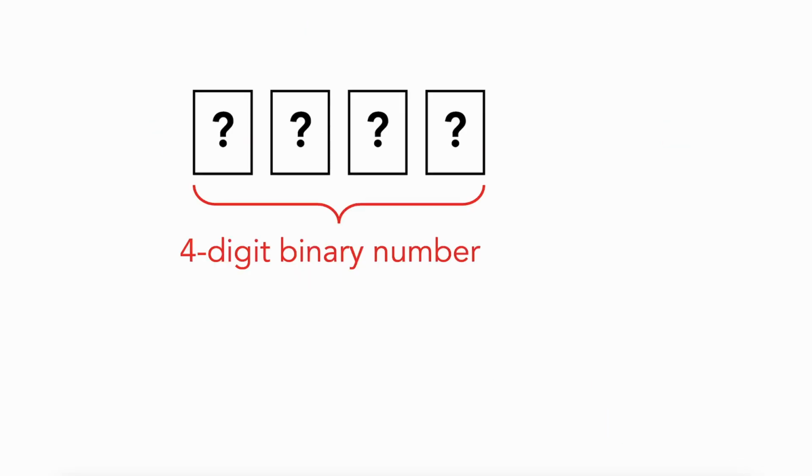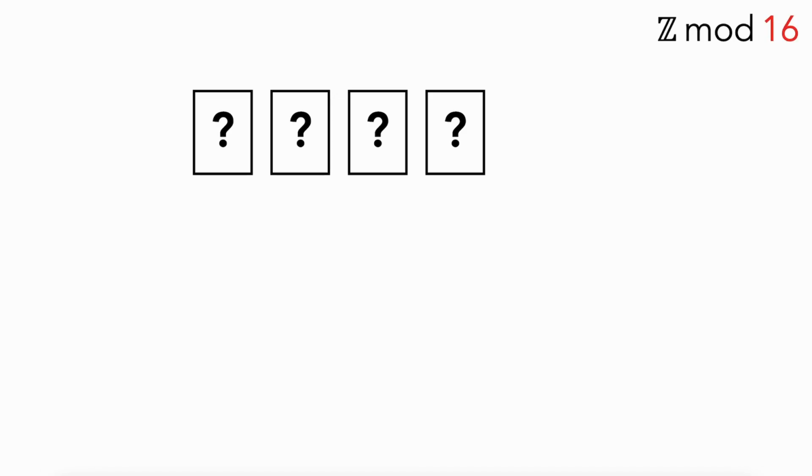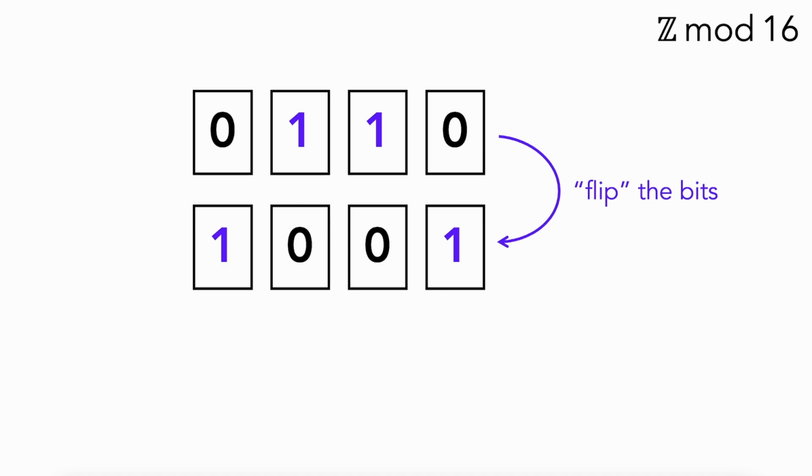Let's take a 4-bit number. What mod group is this from? The base is 2, we have 4 digits, so the modulus m is 2 to the 4, or 16. That means we're working in Z mod 16. Now, let's pick some arbitrary number. I'm showing 6, but this can really be any number you like. Let's now flip the bits, meaning that ones become zeros and vice versa.